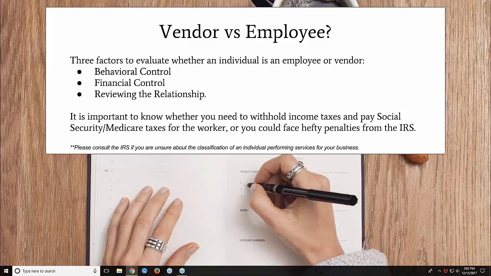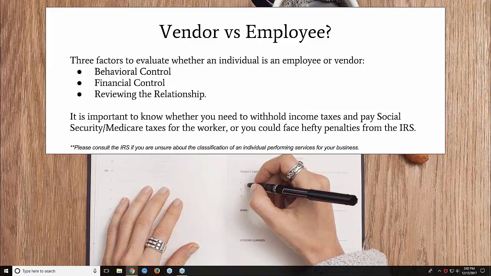The second factor we want to keep in mind is financial control. So this is determining their opportunity for profit versus loss, their method of payment, and the investments made versus the services available. This can mean that they have invested in their own equipment and are typically paid on a case-by-case basis. And lastly, we do want to look at the relationship between you and the vendor. We want to observe any benefits that are offered or the permanency of the relationship. Offering benefits is a clear indicator that you're working with an employee rather than an independent contractor.